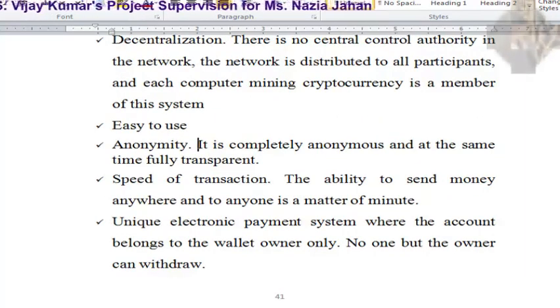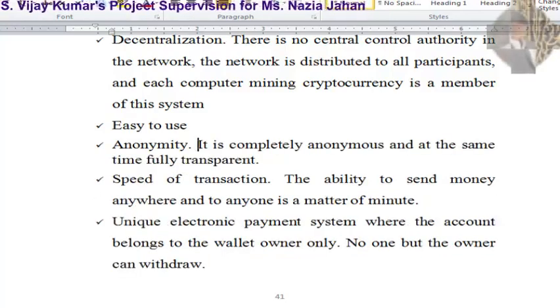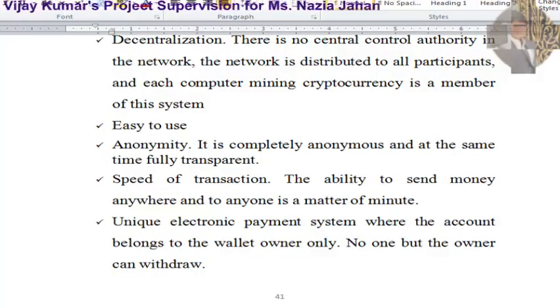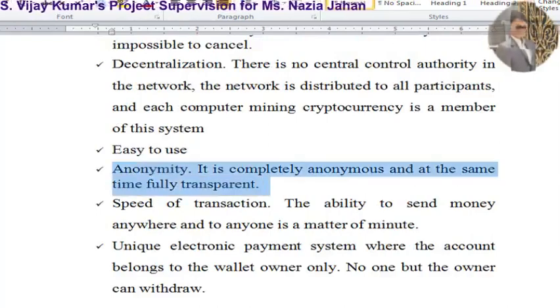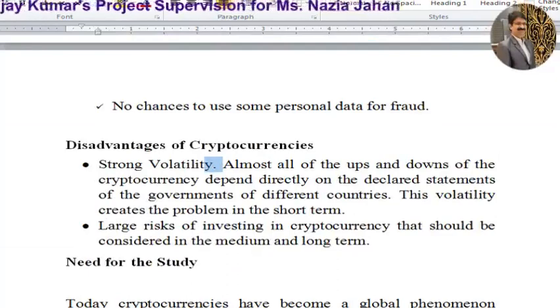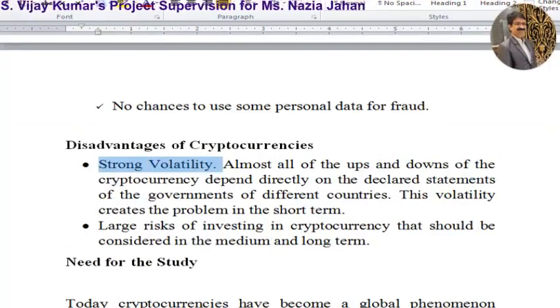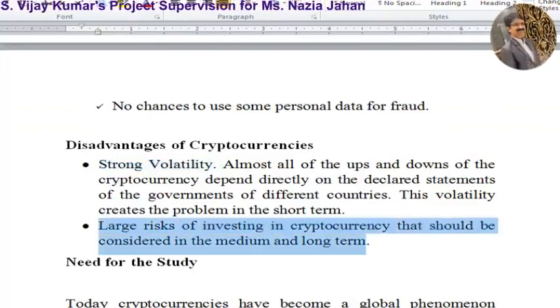Anonymity. If you have anonymity, completely one sentence or one point should be there. A separate heading cannot be there for a bullet. I think you can understand. Strong volatility. Here also the same. Heading is also there, sentence is also there. Is it a heading or a sentence? People may get a doubt like that. Here, a complete sentence is there, fine.